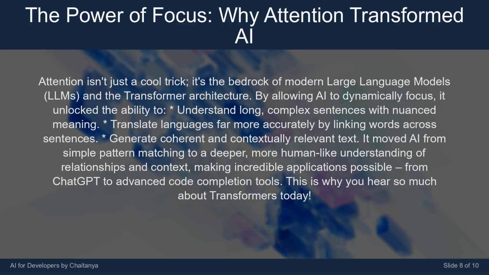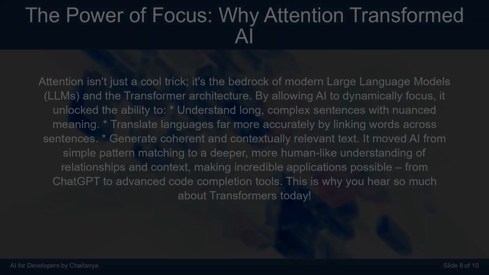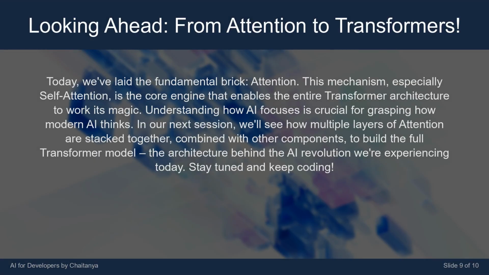This is why you hear so much about transformers today. Today, we've laid the fundamental brick: attention. This mechanism, especially self-attention, is the core engine that enables the entire transformer architecture to work its magic. Understanding how AI focuses is crucial for grasping how modern AI thinks. In our next session, we'll see how multiple layers of attention are stacked together, combined with other components, to build the full transformer model, the architecture behind the AI revolution we're experiencing today.